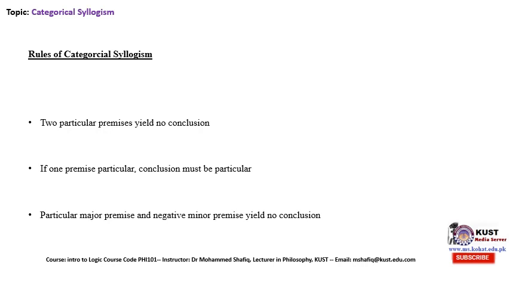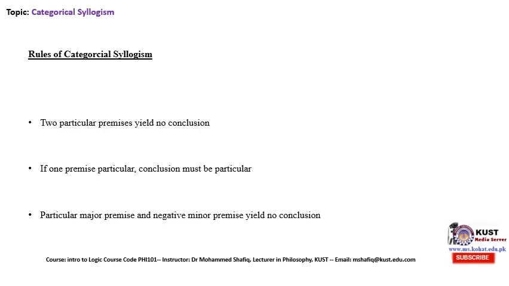If you remember, I told you that the most general premise is called the major premise. So if it is a particular premise, then how could it be a major premise? And a negative minor premise similarly cannot yield any conclusion. From a particular major premise and a negative minor premise, there can be no conclusion.